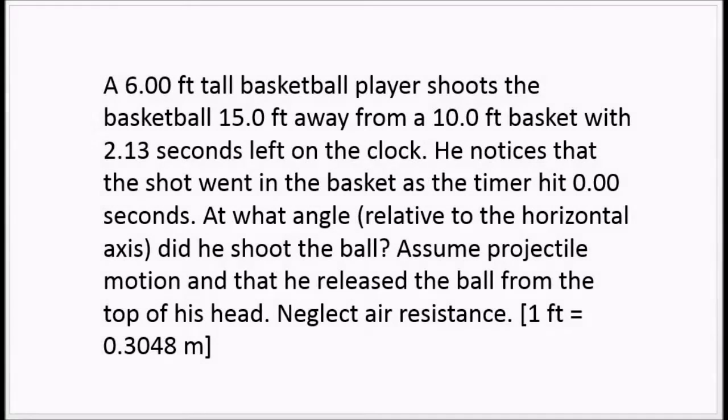A 6 feet tall basketball player shoots the basketball 15 feet away from a 10 feet basket with 2.13 seconds left on the clock. He notices that the shot went in the basket as the timer hit 0 seconds. At what angle relative to the horizontal axis did he shoot the ball? Assume projectile motion and that he released the ball from the top of his head. Neglect air resistance.